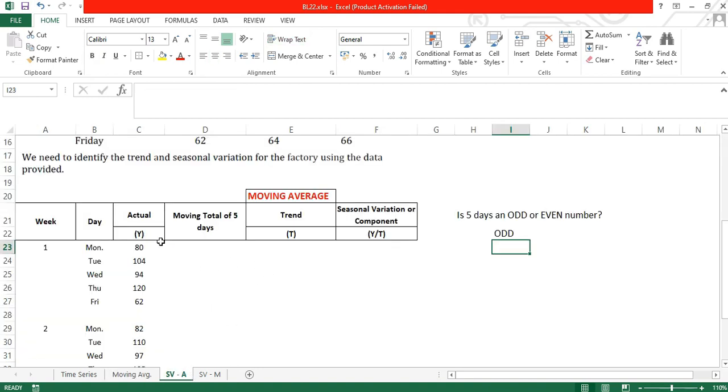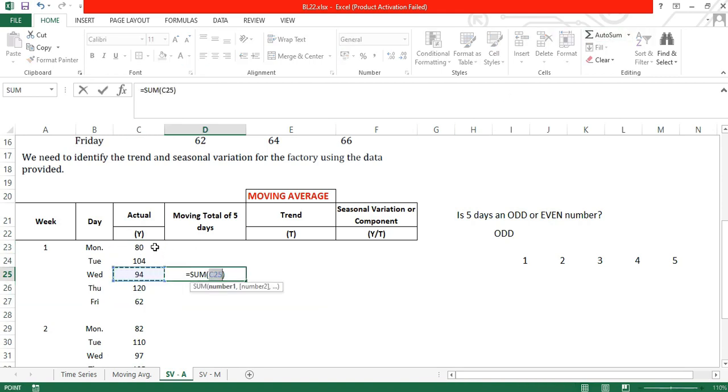So, easy. And another thing we must bear in mind is that the moving total must be placed right next to the middle value of the data set. So the middle value of 5 days, 1, 2, 3, 4, 5, is the third value because there are two values on the right and two values on the left equally. Hence, the middle value should be 3. So there are 5 data here. So this should be the middle value. So let's take the total of it.